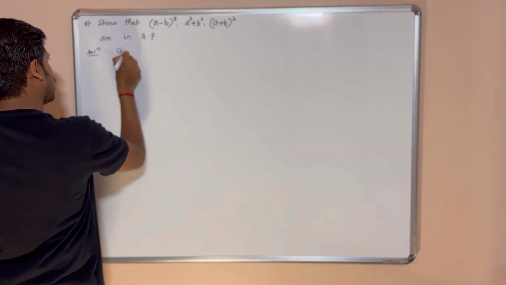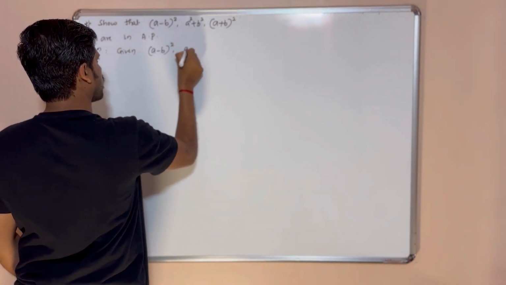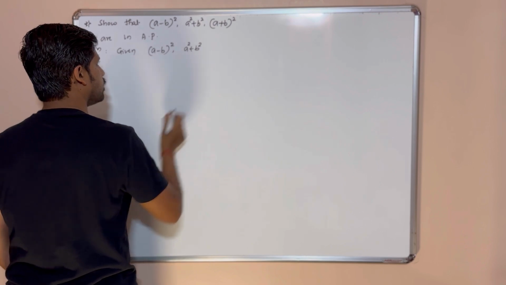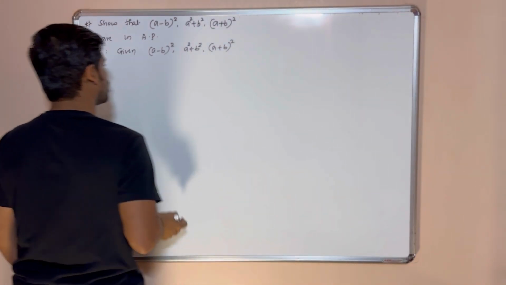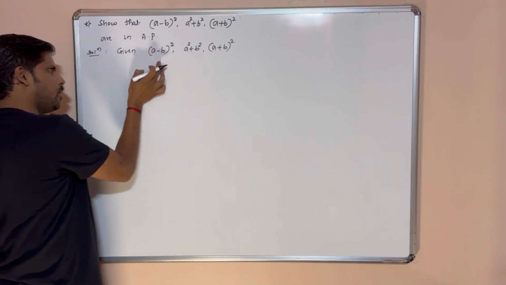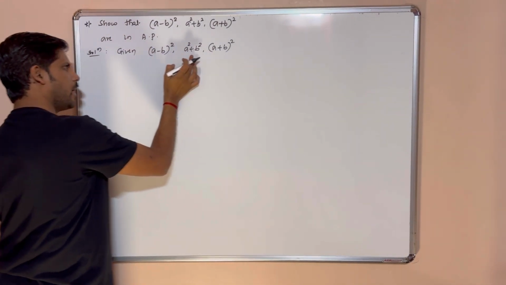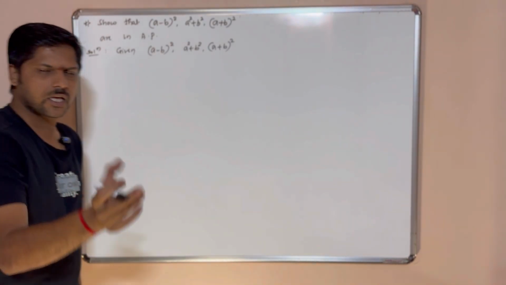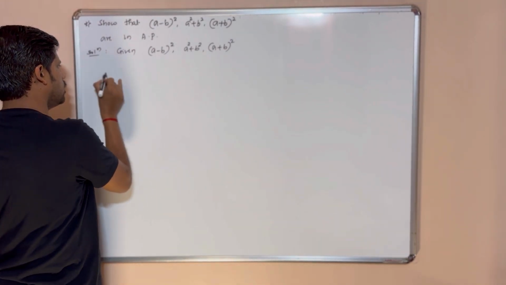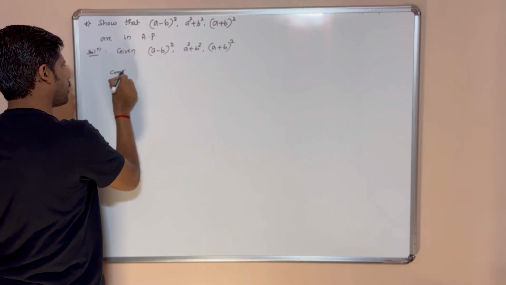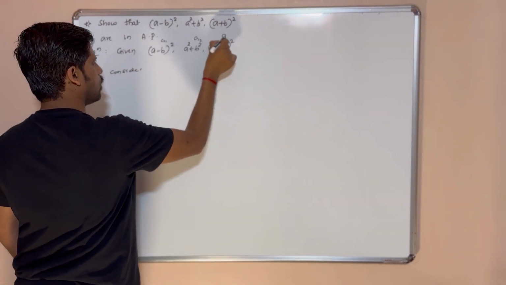Here given: (a minus b) whole square, a square plus b square and (a plus b) whole square. First I will find second term minus first term, next third term minus second term. If both are same, then it is an AP. If not, it is not an AP. Right? So consider this is our A1, A2, A3.